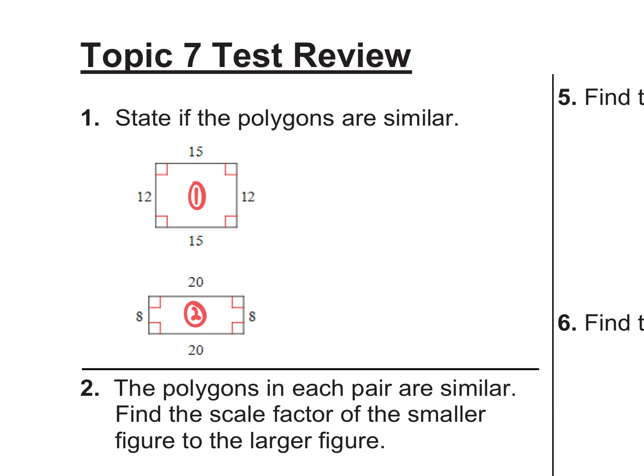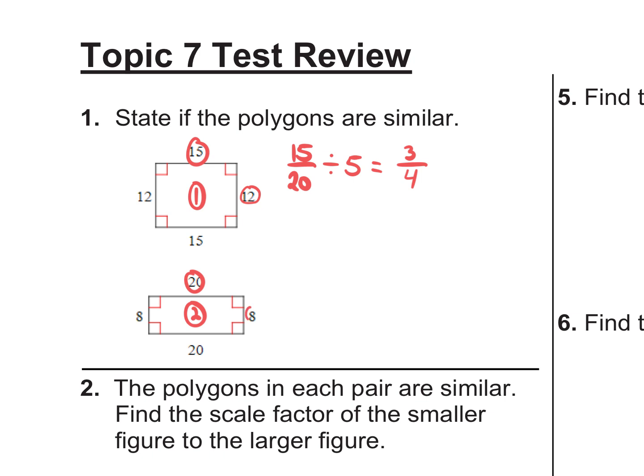The side ratios. So, for example, if I start with 15, what am I comparing 15 to? 20. 15 over 20. I need to reduce this. What can I reduce that by? 5. Divide both these by 5 to get 3 over 4. Okay, what do I need to do next? The sides. I need to check another one. What's another one? 12 over 8.